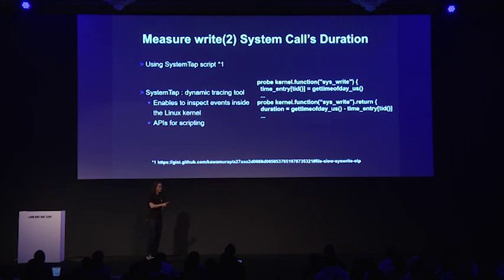However, we were still in doubt, so we decided to measure the time it took to execute the write system call. For this, we used a tool called SystemTap. This is a dynamic tracing tool. As you see on the right, you can write a few lines of script, and that allows you to observe various events inside the kernel. This is a very powerful tool.